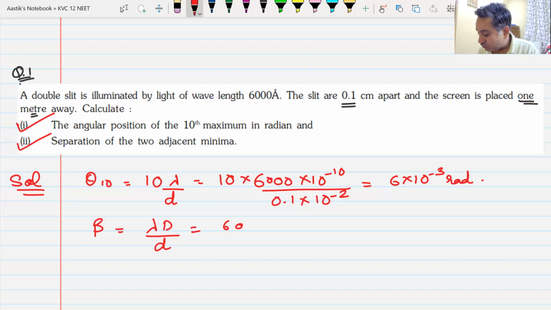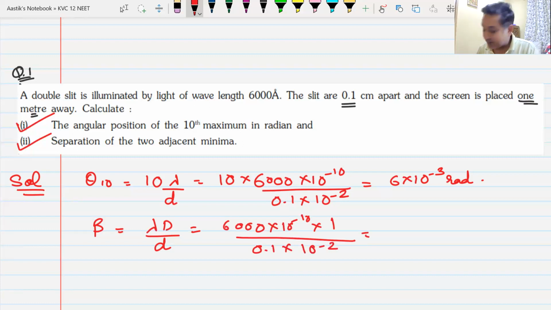Lambda is 6000 into 10 raised to the power minus 10. Distance is 1 meter divided by 0.1 into 10 raised to the power minus 2. And the answer you are getting is, I think, 6 into 10 raised to the power minus 4 meters. Yes or no? What was so difficult here? Yes, sir. Everyone got this?